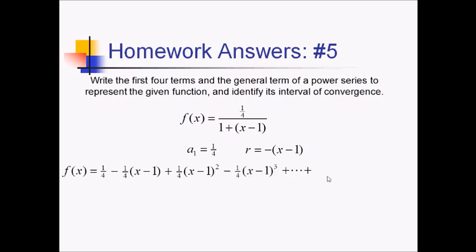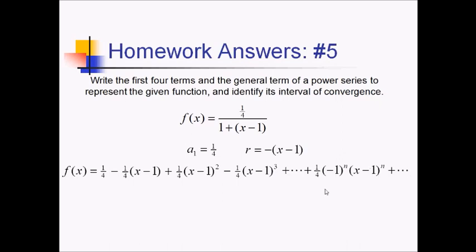Now for the general term, we know that we have to have, since these are alternating, a negative 1 to the n. And they also all have a 1/4 in them. So I'm going to write 1/4 and then negative 1 to the n. And it doesn't really matter what order you write these in. I also need an x minus 1 to the n power. And then a dot, dot, dot here to show that this keeps going.